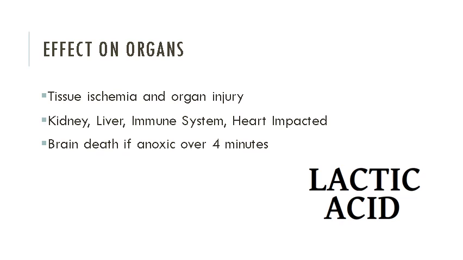Effect on organs. Tissue ischemia and organ injury. Kidney, liver, immune system, and the heart are all impacted. And brain death can occur if there is lack of oxygen for over 4 minutes. So if somebody's blood pressure gets so low and they're not getting perfusion to the brain, if that happens for more than 4 minutes, it can actually cause brain death. So again, tissue ischemia and organ injury; kidney, liver, immune system, and the heart are impacted. Brain death can occur if there's lack of oxygen for over 4 minutes.